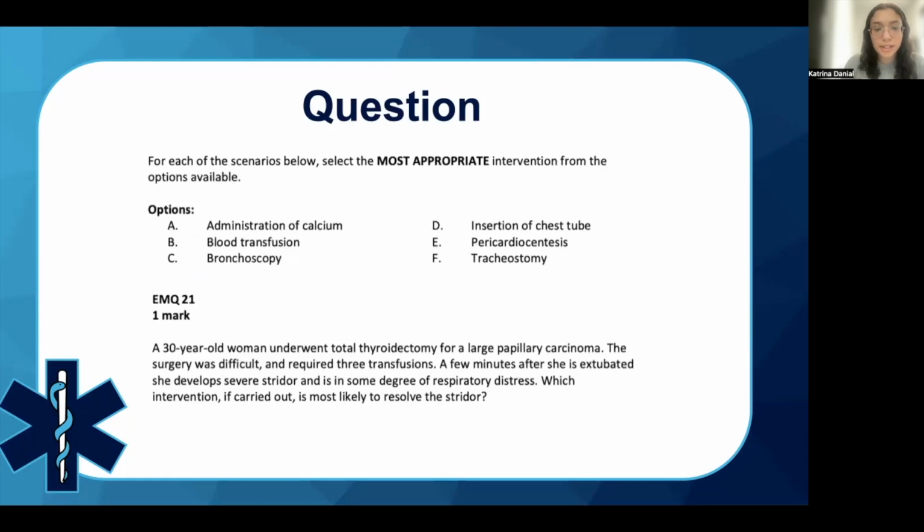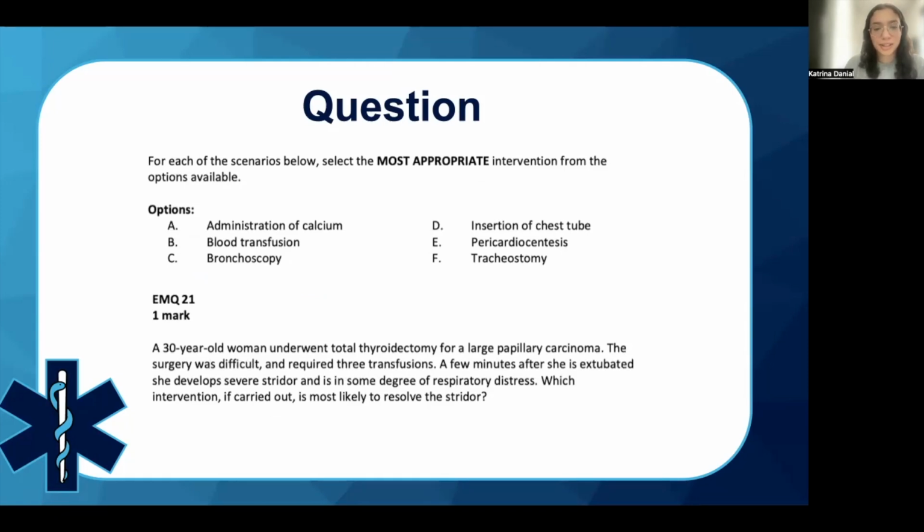Select the most appropriate intervention. A 30-year-old woman underwent total thyroidectomy for a large papillary carcinoma. Surgery was difficult and she required 3 transfusions, so quite a lot of bleeding. A few minutes after she was extubated, so that means that the endotracheal tube has been taken out, she develops severe stridor and some degree of respiratory distress. Which intervention, if carried out, is most likely to resolve the stridor?